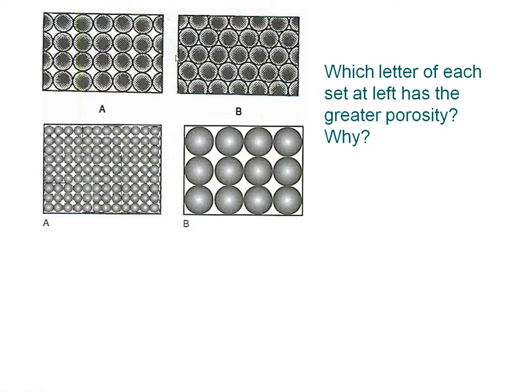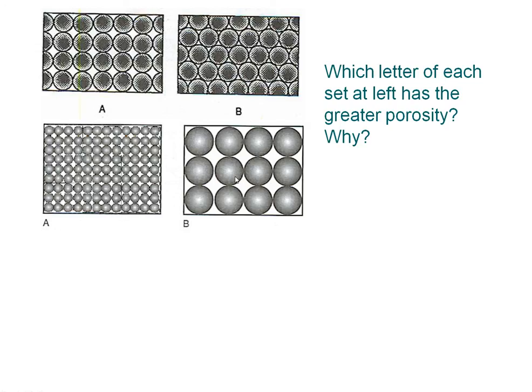A and B. Which one is more porous? A is more porous. You notice that the holes are much larger and more numerous than the ones on the right. The difference here is packing. The one on the left is not packed as tightly as the one on the right.